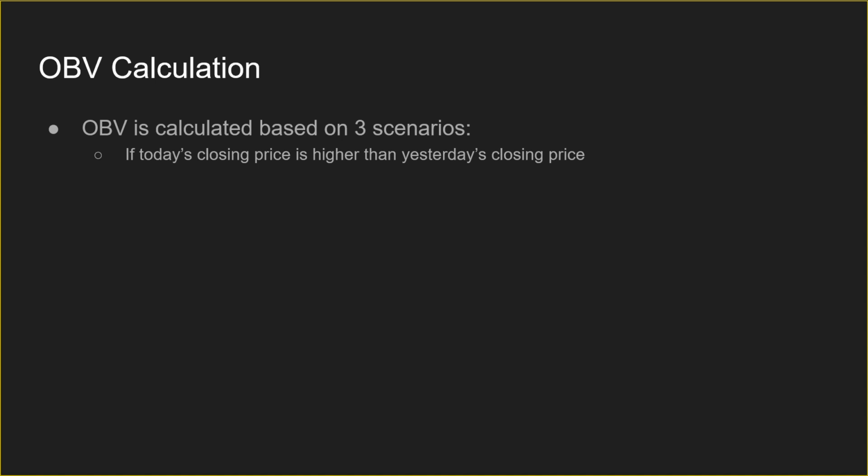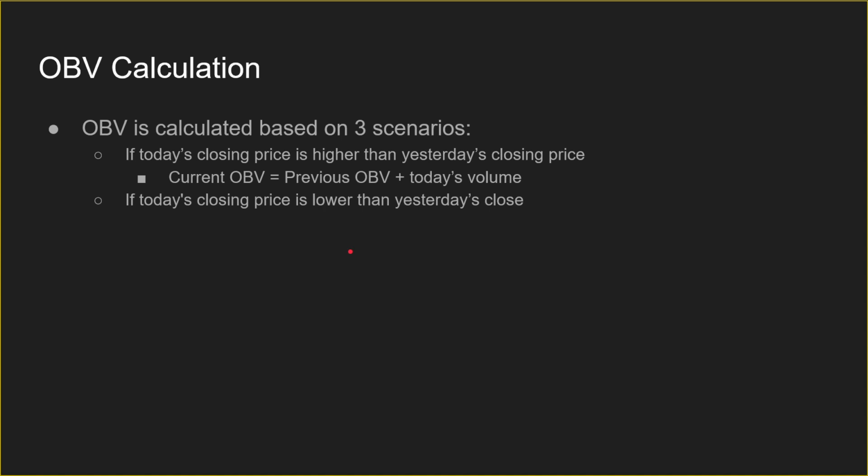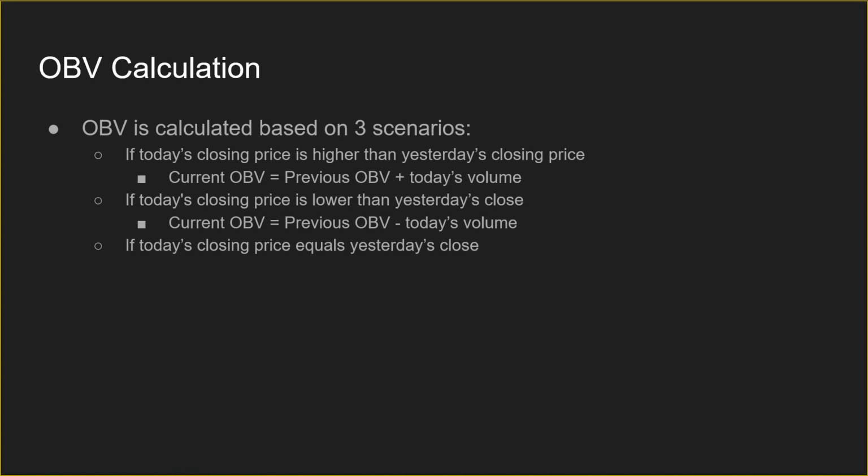So if we're talking about a daily chart, if today's closing price is higher than yesterday's closing price, then the current OBV, the positioning of that line, would be equal to the previous OBV plus today's volume. Now, if today's closing price is lower than yesterday's close, then the current OBV would be the previous OBV minus today's volume. Now, if today's closing price is equal to yesterday's close, then the current OBV would be equal to yesterday's previous on-balance volume.